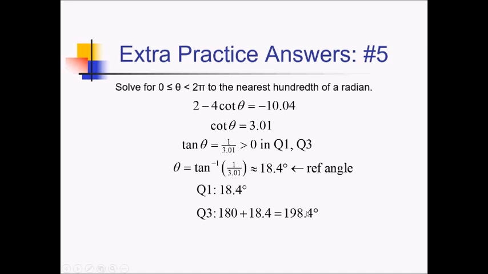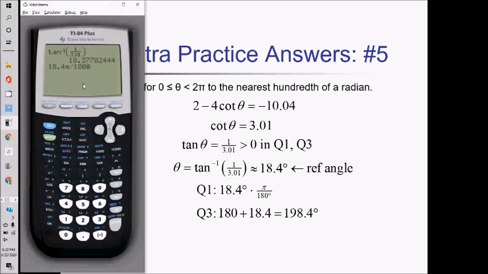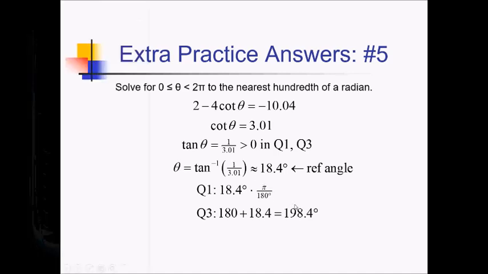But now I need a calculator because I'm going to convert these to radians, and it's not going to come out to a nice, neat number with a pi in it. To convert each of these, I multiply them by pi over 180. Let's do that for this quadrant 1 answer first. 18.4 times pi over 180 gives me about 0.32, rounded to the nearest hundredth.